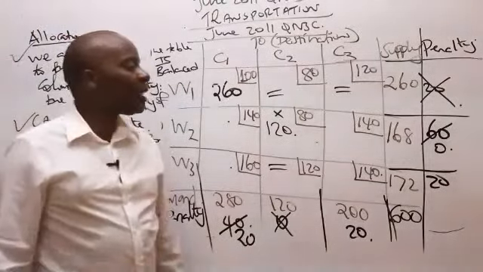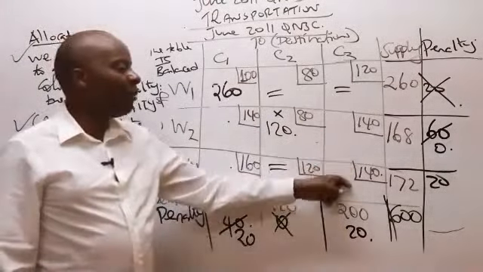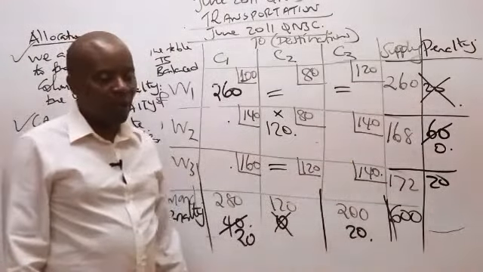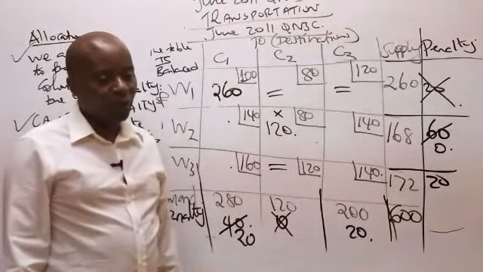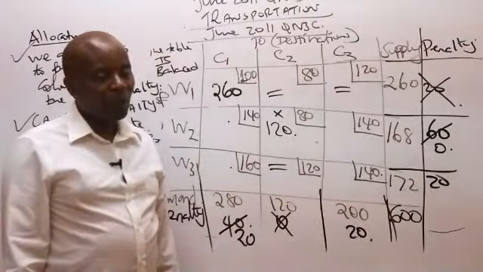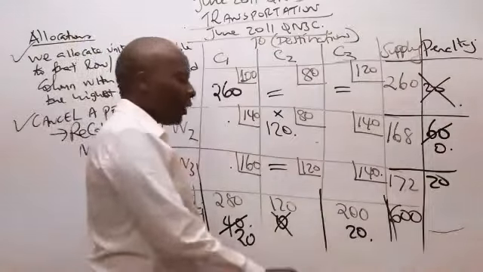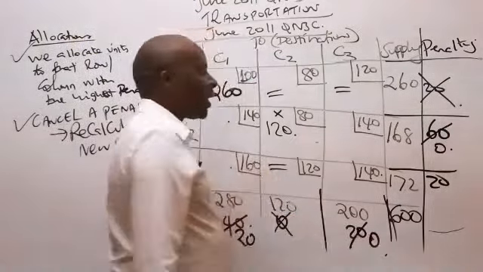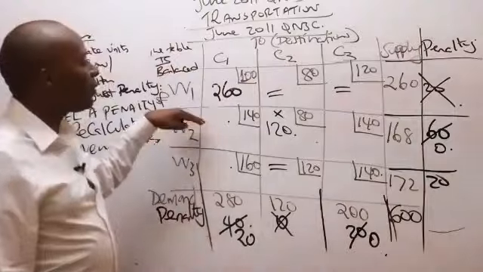How about the penalty for this one? 140 and 140, that will give me what figure? 140 and 140 will give me 0. Thank you very much. So, ladies and gentlemen, don't forget that we also need penalties for the row.